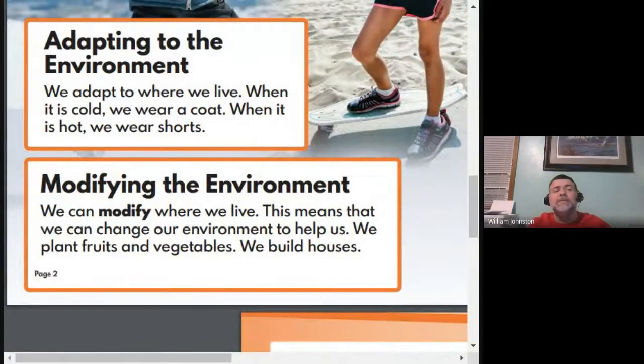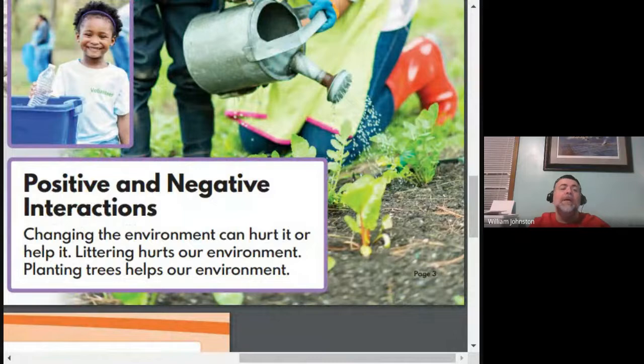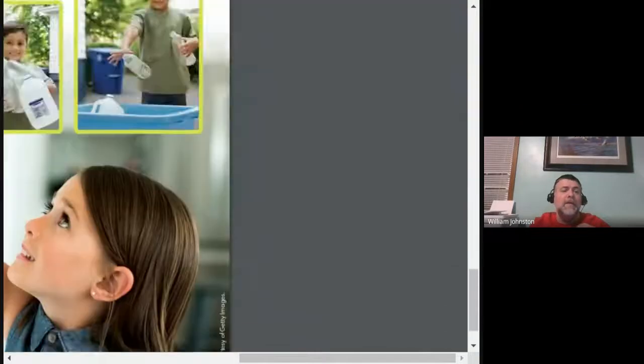Adapting to the environment. We adapt to where we live. When it is cold, we wear a coat. When it is hot, we wear shorts. Modifying the environment. When we modify where we live, this means that we can change our environment to help us. We plant fruits and vegetables. We build houses. Positive and negative interactions. Changing the environment can hurt it or help it. Littering hurts our environment. Planting trees helps our environment. So positive, negative.